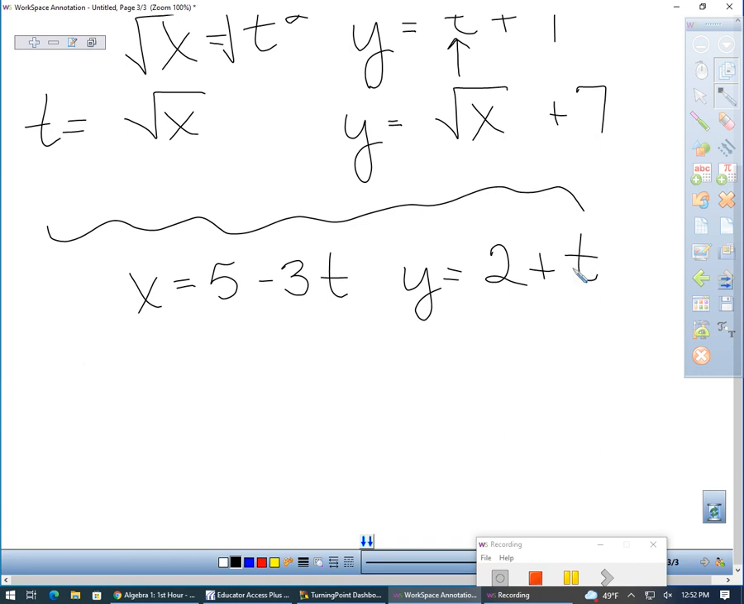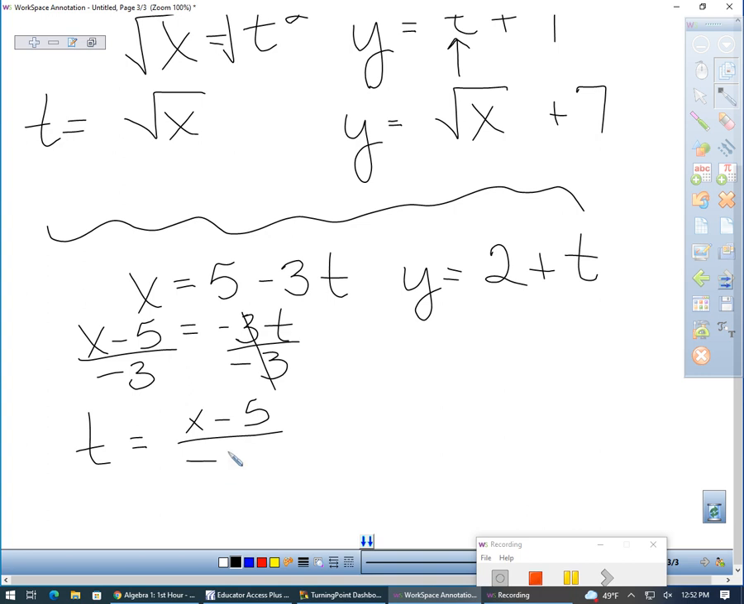So this one's a little bit tougher, right? We're trying to get t by itself, so I'm going to first subtract 5, so x minus 5 equals negative 3t. Then what? Good, we're going to divide by negative 3. So we get that t equals x minus 5 over negative 3. We're going to take that and plug it in over here for t. So I have y equals 2 plus, I'm going to put it in parentheses so I have it all together.